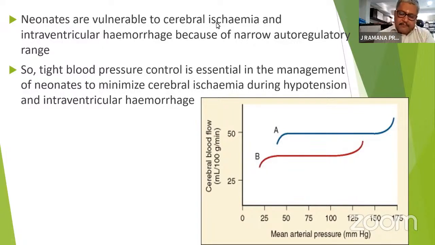Autoregulation in adults is between 50 to 150 mmHg MAP, whereas in neonates, the lower limit of autoregulation is 30 mmHg, and the higher limit is not developed in pediatric patients or neonates. So we should be very careful, and tight blood pressure control is essential in neonates and pediatrics.